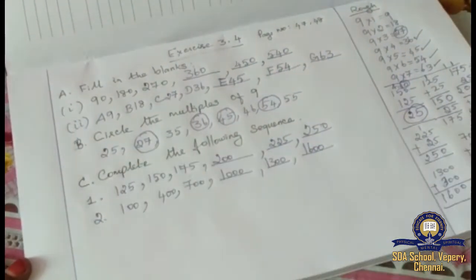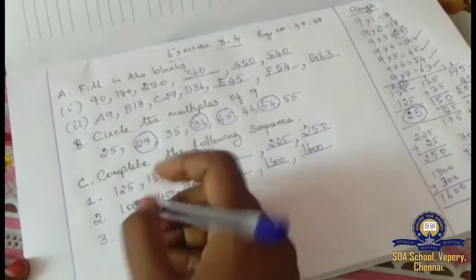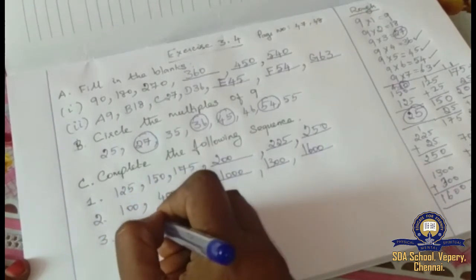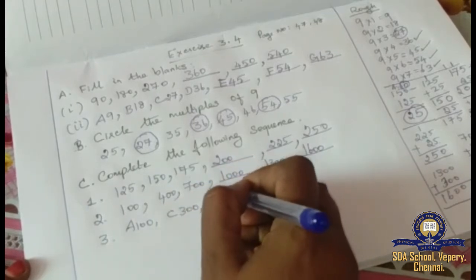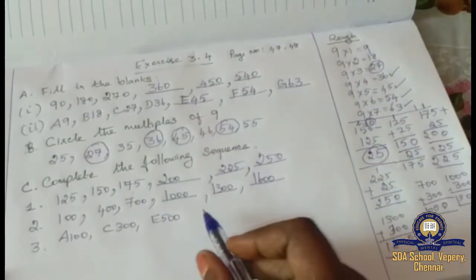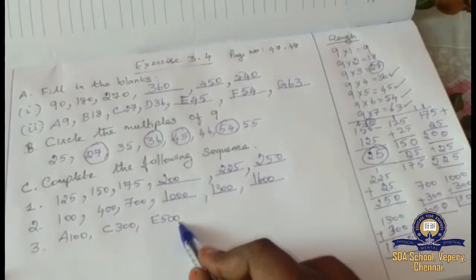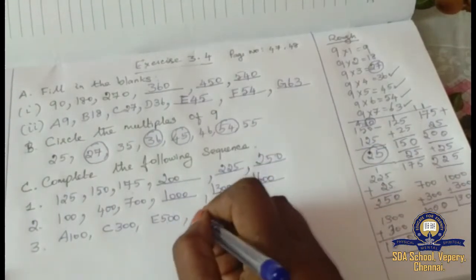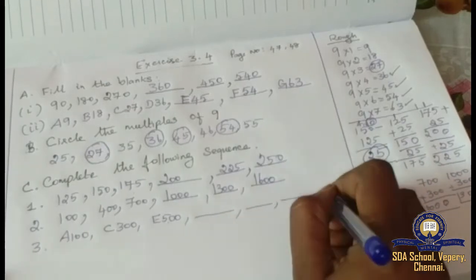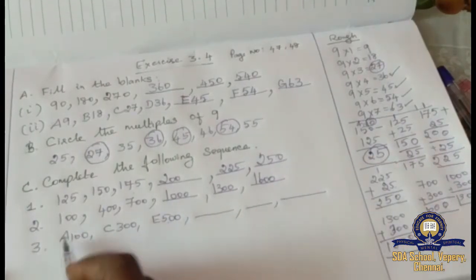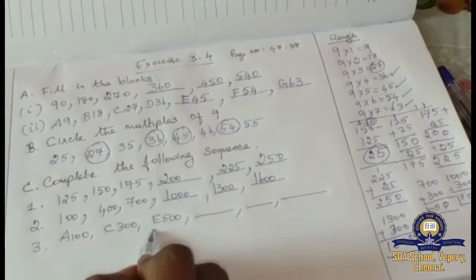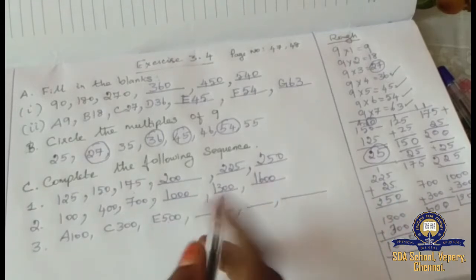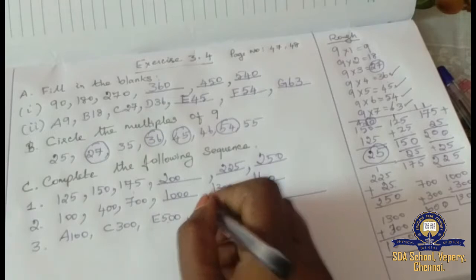Third sum. A 100, C 300, E 500. So in the book it is given as E50. Please change into E500. It is a mistake there. 1, 2, 3. So here A, B is not here and C. So alternatively they are given. So A, C, E. After E is F. Leave it that. And then F, G. Put G here.